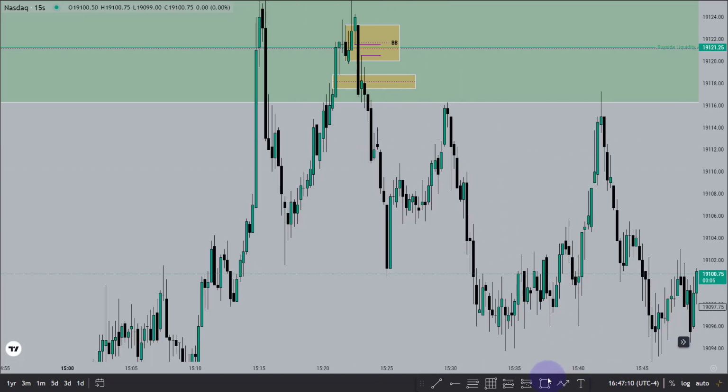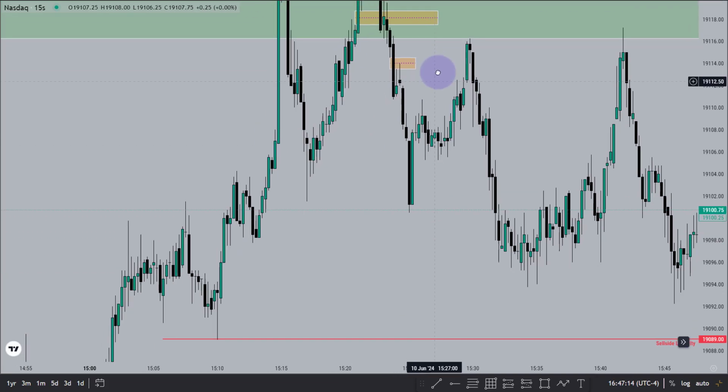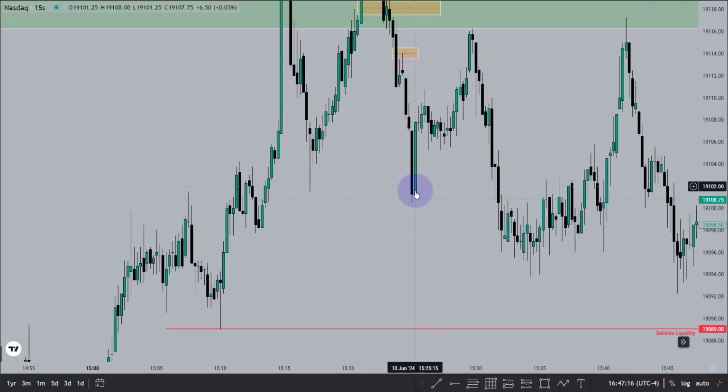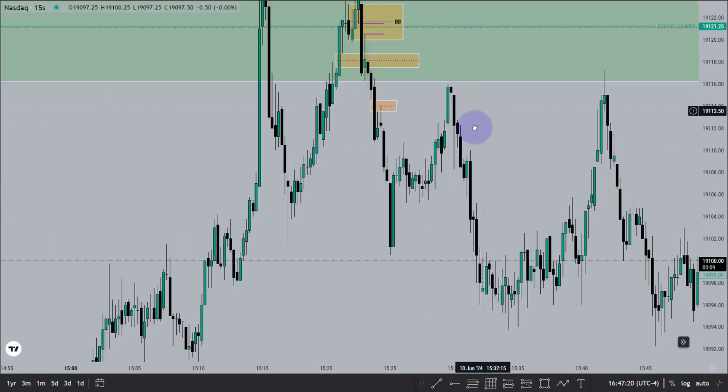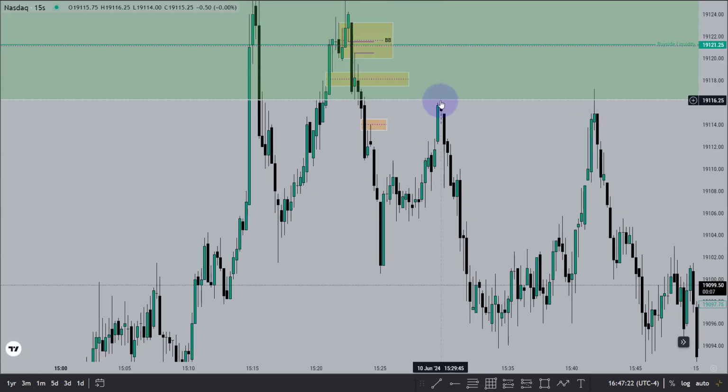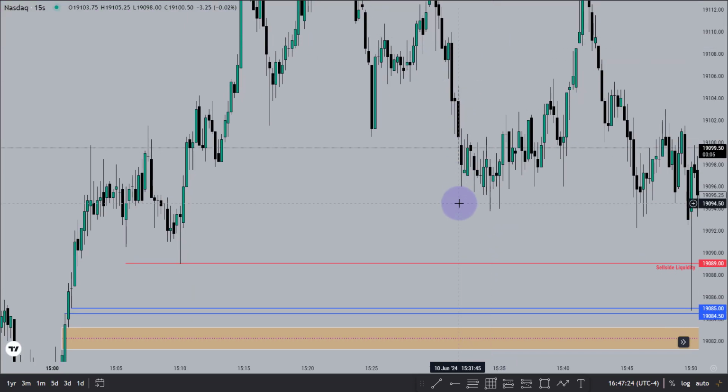Then there was a fair value gap over here. Market has traded that fair value gap perfectly. Then market went lower. It reached until that area, went higher one more time, tapped to this 5-minute last fair value gap low, then fell. Where did it reach? To this 15-second last fair value gap.